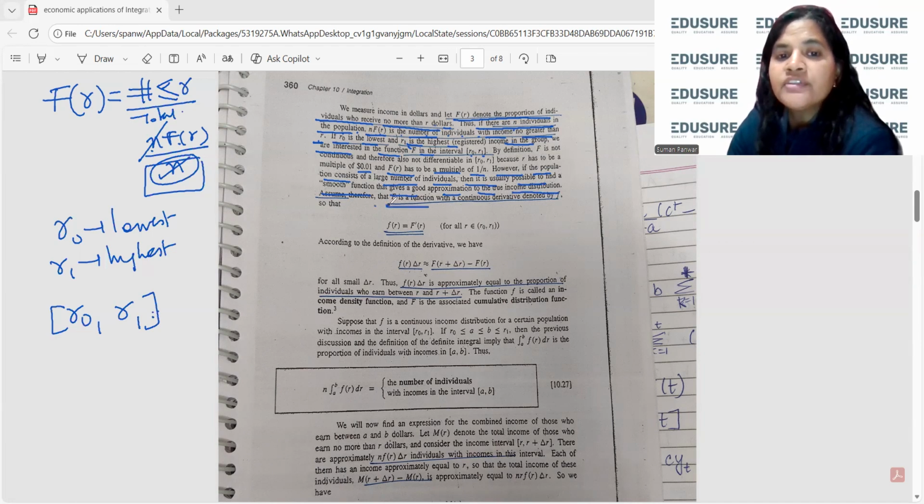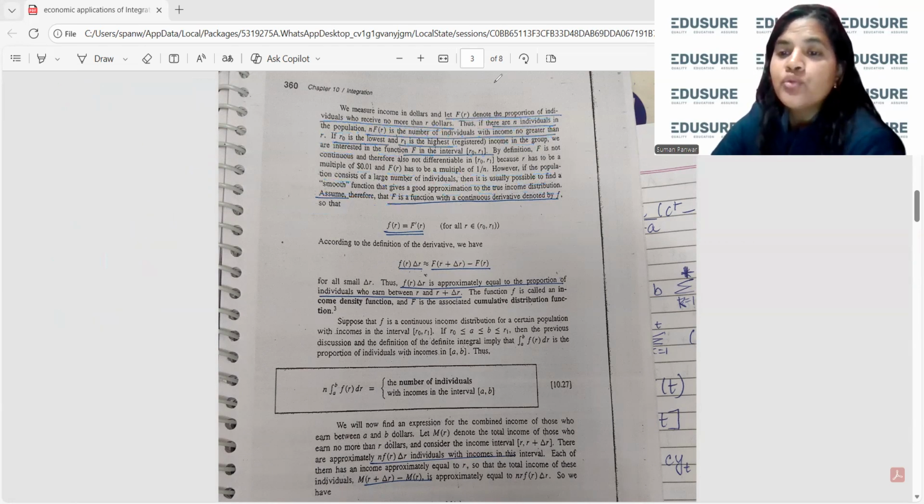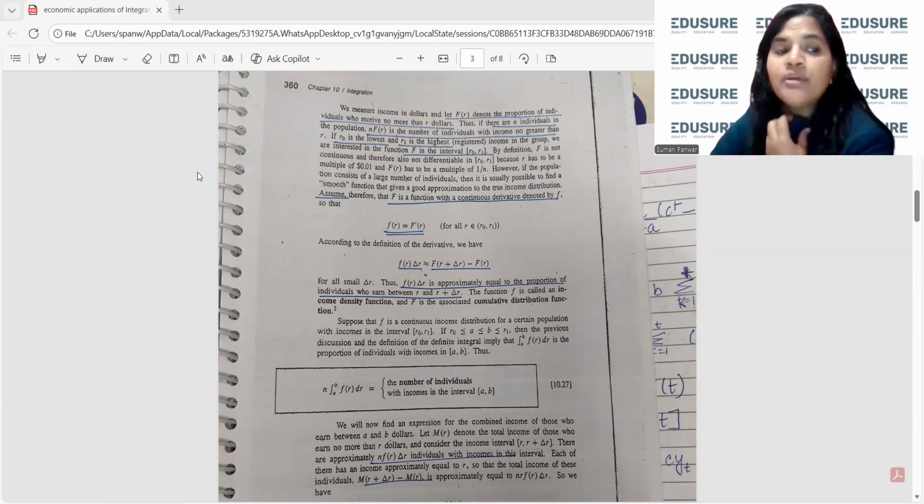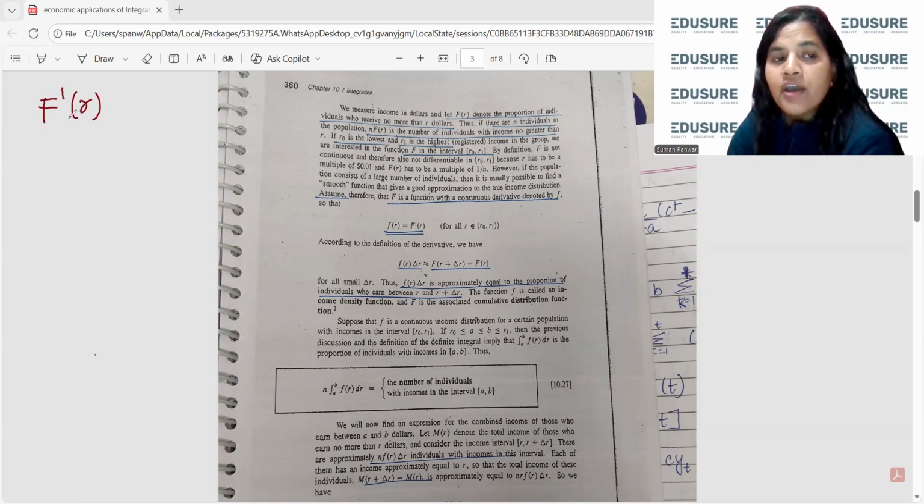So assume that f is a function with continuous derivative. So you are able to differentiate and integrate because you are given differentiable functions and continuous functions. We are able to integrate because we know that differentiable functions are integrable, and we are applying the fundamental theorem of calculus. So again, I am assuming that the rate of change of F(r), that is F'(r), is equal to small f(r), where r belongs to [r0, r1].